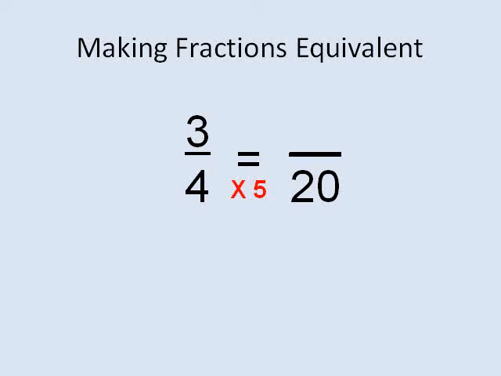If the denominator changes, the numerator must also be changed. Before we change the numerator, we need to know what number times 4 equals 20. 4 times 5 equals 20. If the denominator is multiplied by 5, the numerator must also be multiplied by 5. Remember the rule that fractions are equivalent as long as they are multiplied by the same number. 3 times 5 equals 15. So 3/4 is equivalent to 15/20.